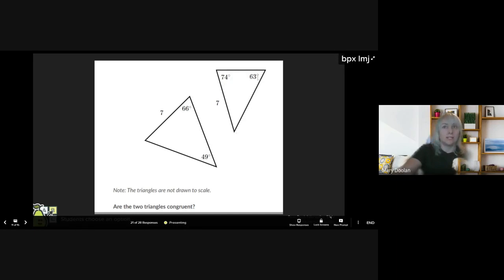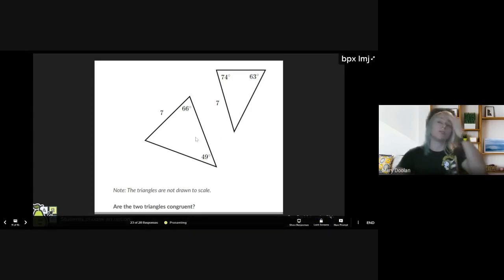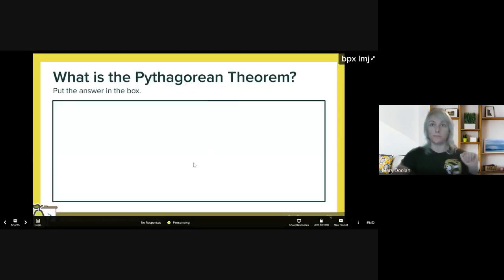So these two triangles do not and cannot have the same three angles because they would have to already share a common angle just right from what we're looking at. Their three angle measures are different, and congruent triangles have to have the same angle measures. They're not congruent if they're different shapes. So no is the answer here.